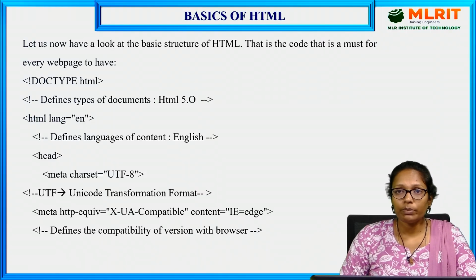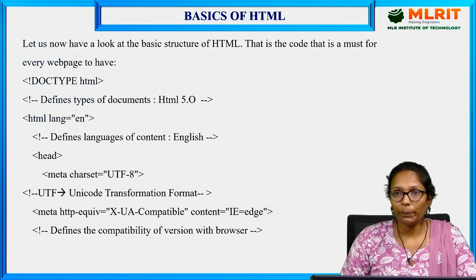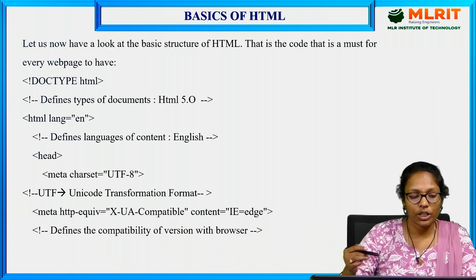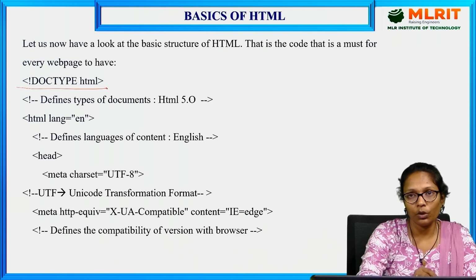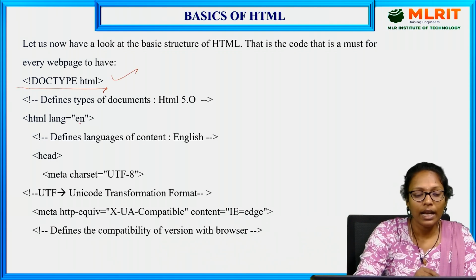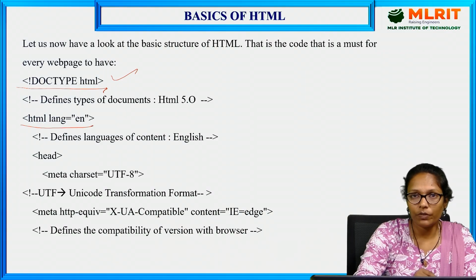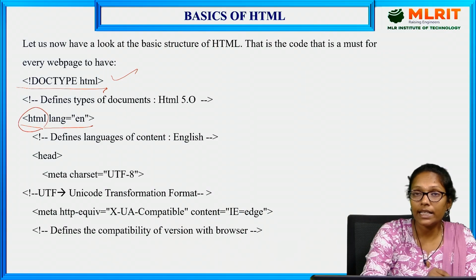So here is a simple example which shows the complete structure of your web page, the HTML program. The first line you're writing is the doctype, which is the document type you're writing, and after that the language which you're using for your HTML. Of course, the first tag is the HTML tag.